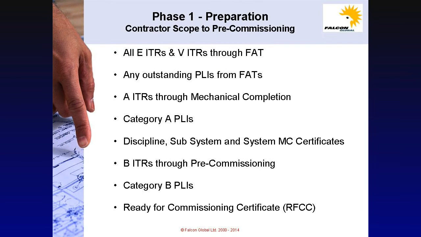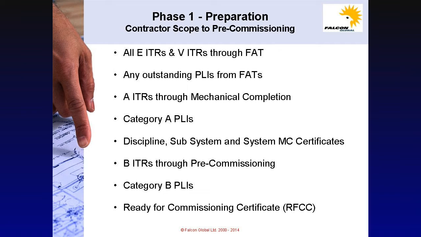the contractor scope through to pre-commissioning. This would include all equipment check sheets and all vendor check sheets through factory acceptance testing. Any outstanding punch list items from the FAT process. All the A check sheets through mechanical completion and all the Category A punch list items.